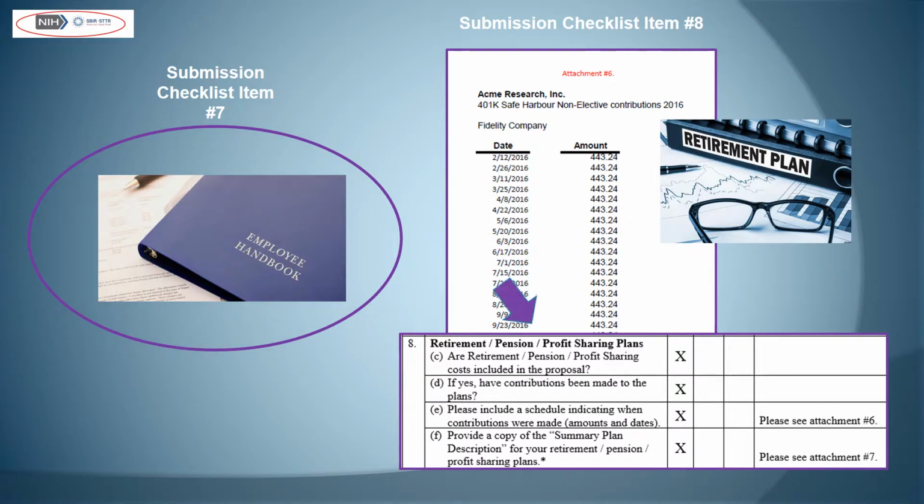Item number 8 is if your company has a retirement or pension or profit sharing plan and the costs are included in your proposal, then you need to check the box yes and answer the next 3 questions. If the company has already contributed to the plan, check yes on parts D, E, and F. Attach a schedule of amounts contributed, which you can either generate using your accounting software or manually generate it. Also, attach the summary plan description from your 401k or a description of any other retirement plan.